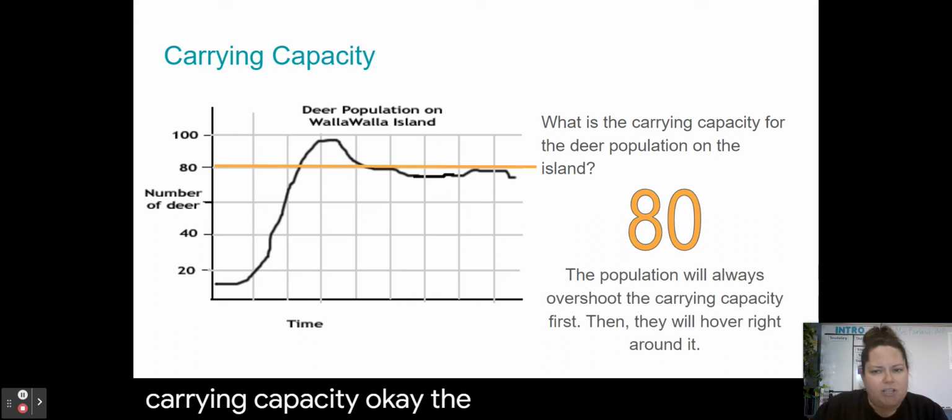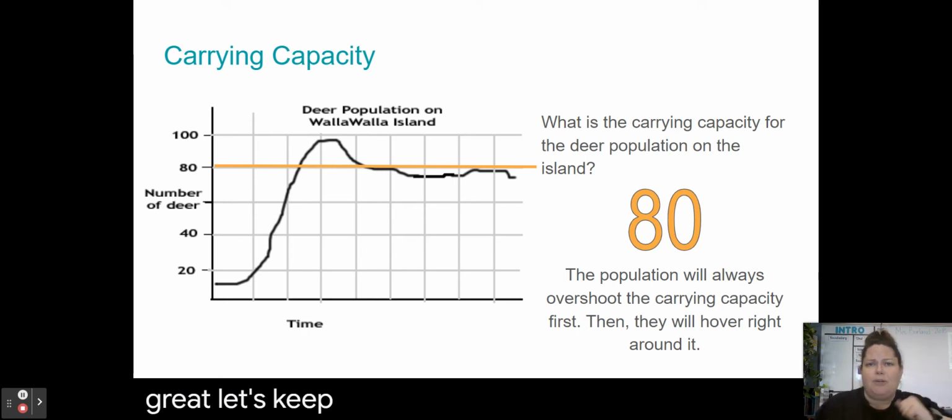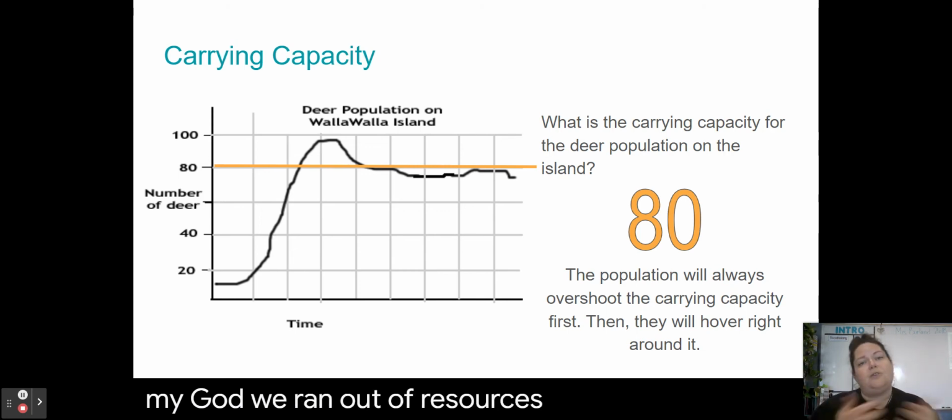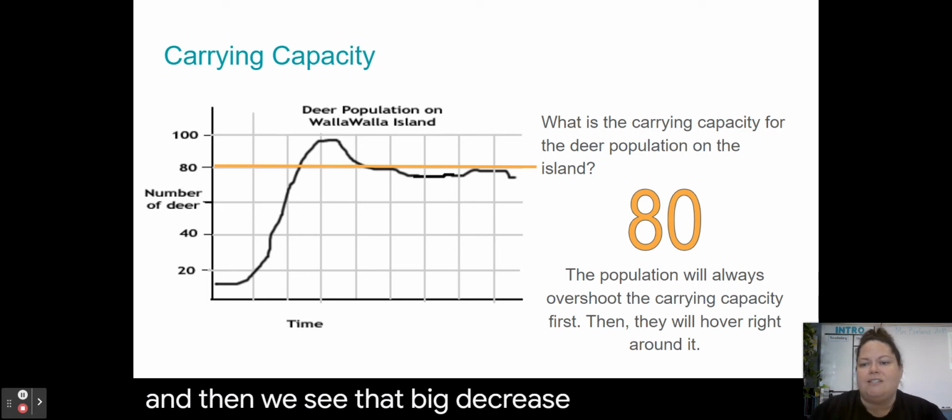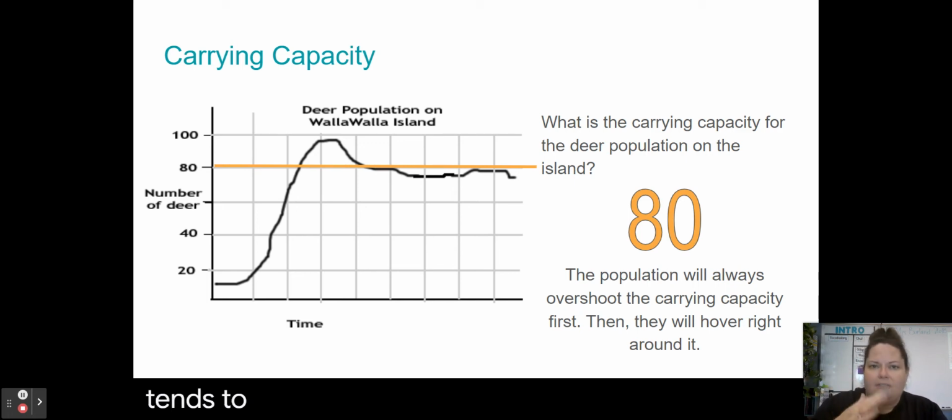Okay. The population is always going to overshoot the carrying capacity first because we don't know what it is. You're just like, yeah, things are great. Let's keep reproducing. And then you're like, oh my God, we ran out of resources. So things start to die. And then we see that big decrease. Okay. And then it tends to hover right around it. We see that roller coaster effect.